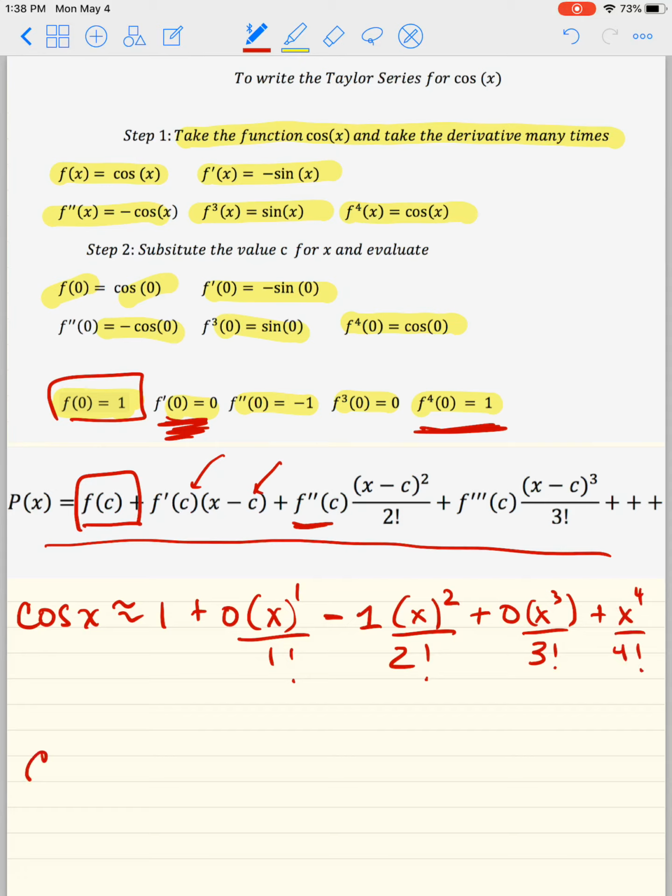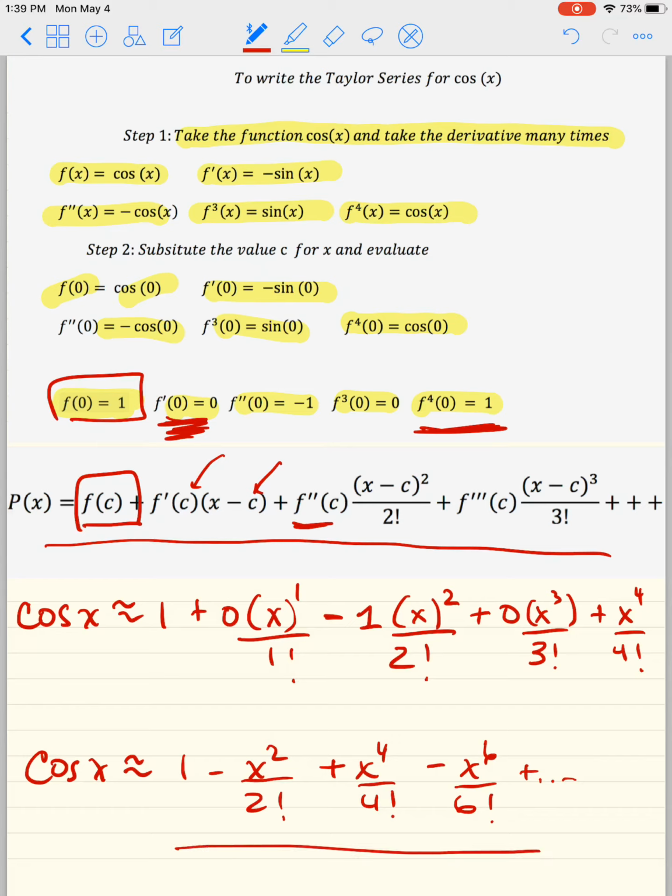So what you'll notice here is cosine cleans up nicely to be 1 minus x squared over 2 factorial plus x to the fourth over 4 factorial minus x to the sixth over 6 factorial. And they are all even exponents. Do you guys remember in pre-calculus when your teacher said that a cosine function is all even? Remember, it's symmetrical with respect to the y-axis. So a really good approximation for cosine x is this polynomial right over here. All right? So let's go on to the next.